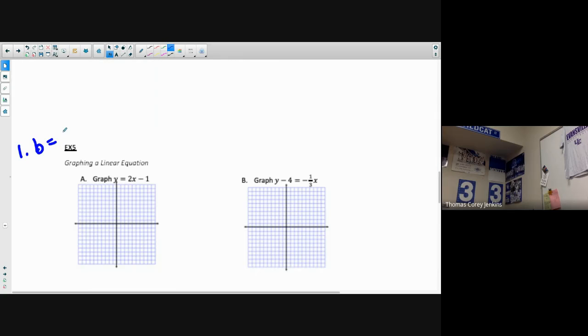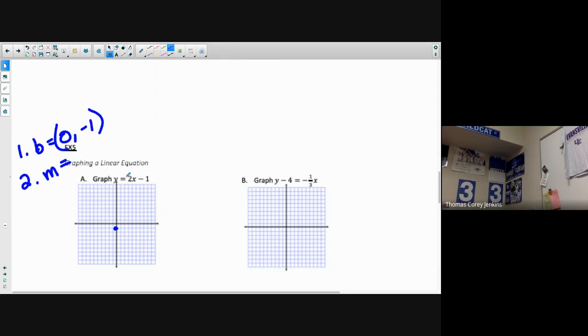So B is (0, -1). Or you could say B is -1. The problem with saying B is -1 is a lot of people will start here, so that is not it. Our y-intercept is -1. That's why I like to write it as an ordered pair. And then from there, m equals what?